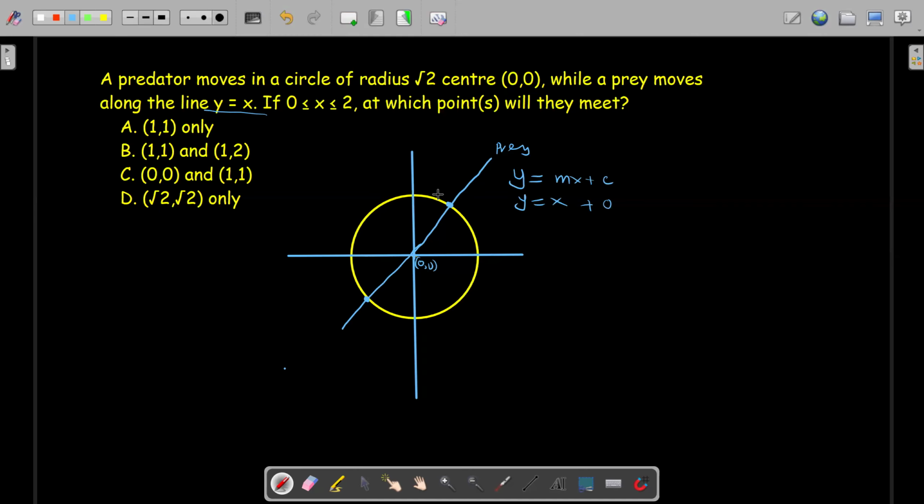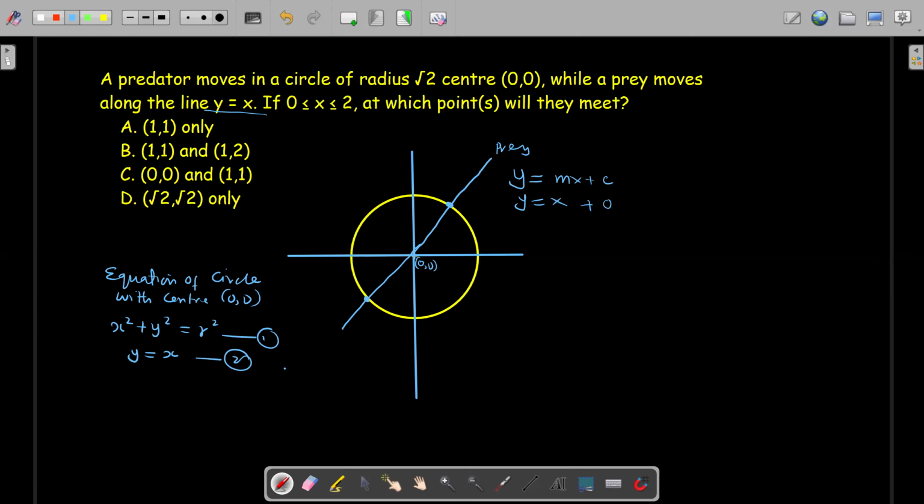So in a nutshell, we want to solve the equation of a circle and the equation of a straight line simultaneously. The equation of a circle with center (0, 0) is simply x squared plus y squared equals r squared, where r is the radius of that circle. And we have the equation of the line to be y equals x. So all we need to do is solve these equations simultaneously.